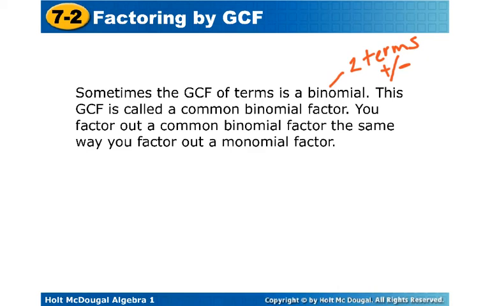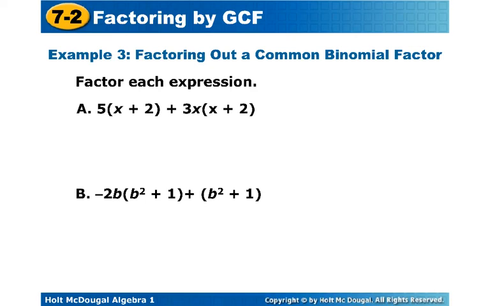So let's go through an example just because it's going to be easier to explain as we do. You want to factor each expression. If you look at letter A, you have 5 times the quantity of x plus 2 plus 3x times the quantity of x plus 2. So I'm going to break it into two parts. If you look at this part right here, and then this part right here, what are you noticing about those two terms?